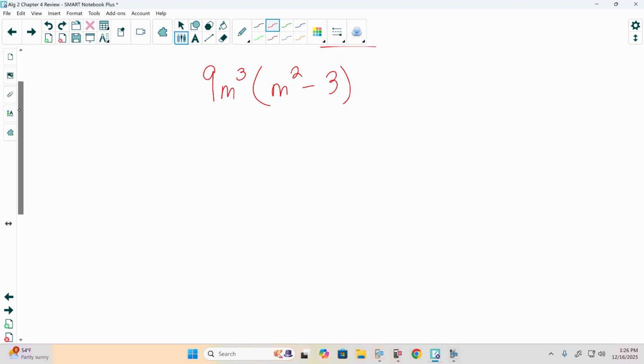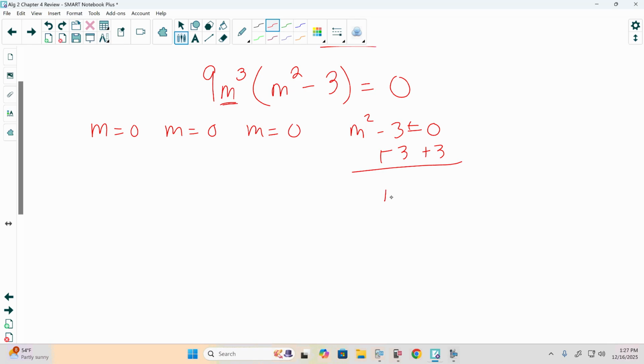Well, whenever we have 2 or more things multiplied together to equal 0, one of them has to be 0. M to the third is just saying that I have m times itself 3 times. So for m to the third, each one of those values of m could be 0. So really we have that there. And then we could say m squared minus 3 is equal to 0. Kind of solve it out.